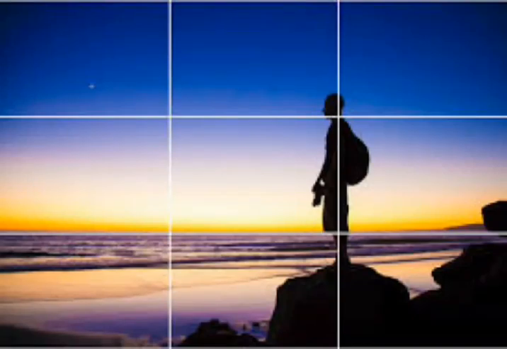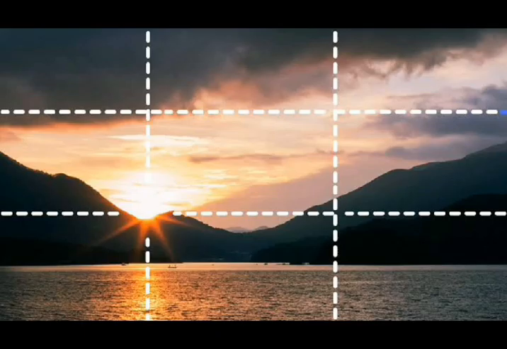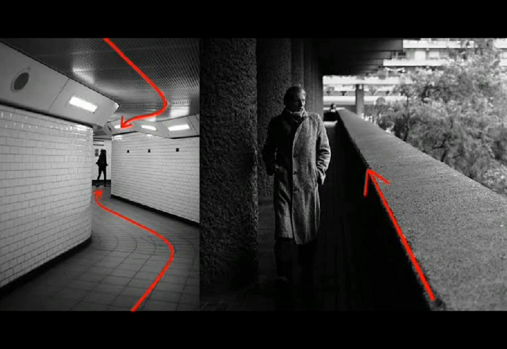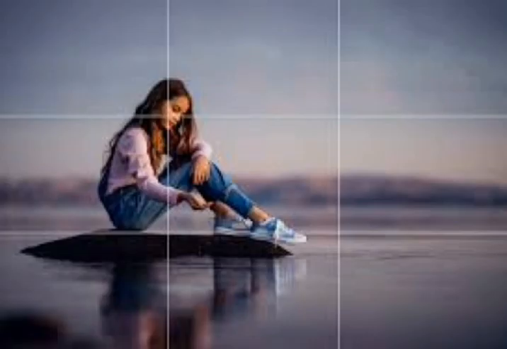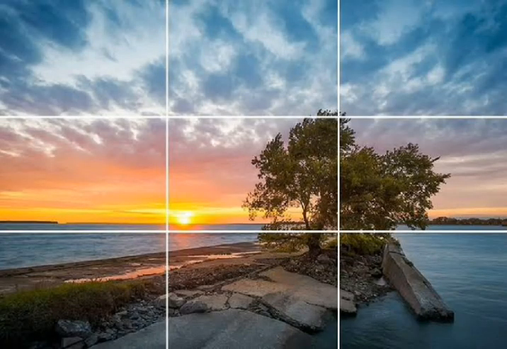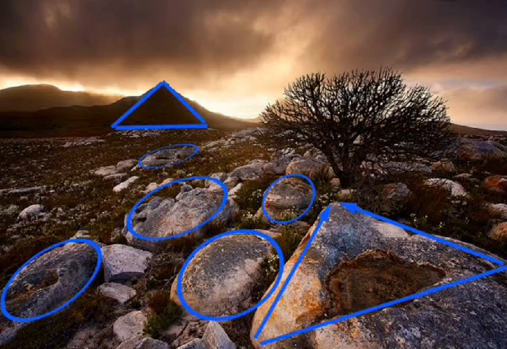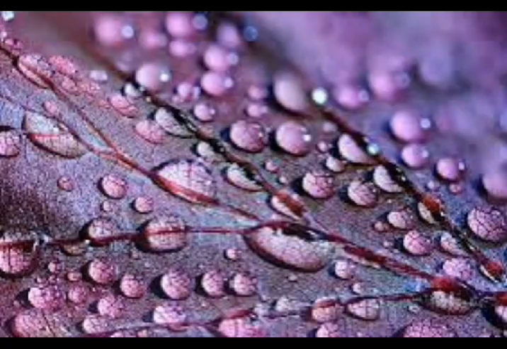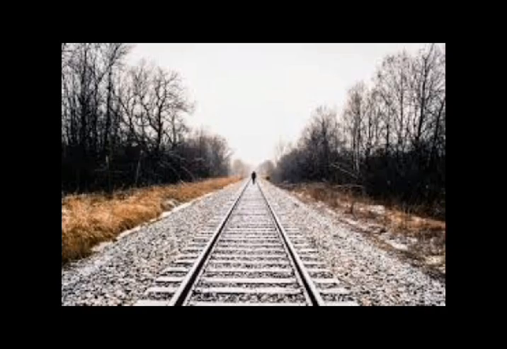Composition is the arrangement of elements within a photographic frame to create a visually pleasing and meaningful image. It involves the careful placement and manipulation of lines, shapes, colors, textures, and other elements to guide the viewer's eye and convey a message. Elements of composition.